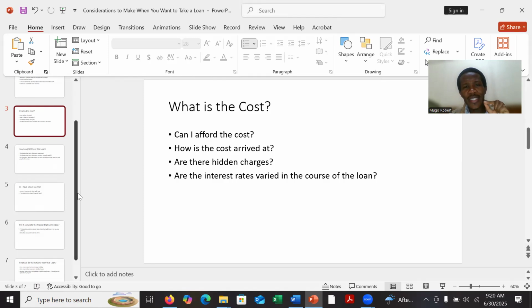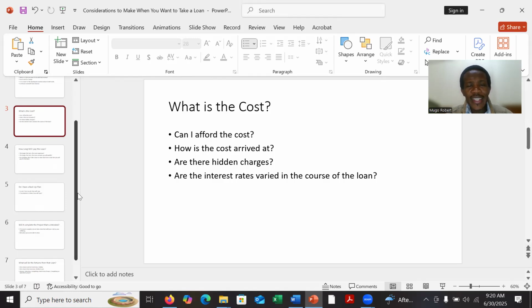So how is this cost arrived at? And remember, if you compare the cost, if somebody is saying it is 12% reducing balance and another one is saying 12% flat rate, remember it is as different as the earth and the sun. They are worlds apart. So what is this cost?